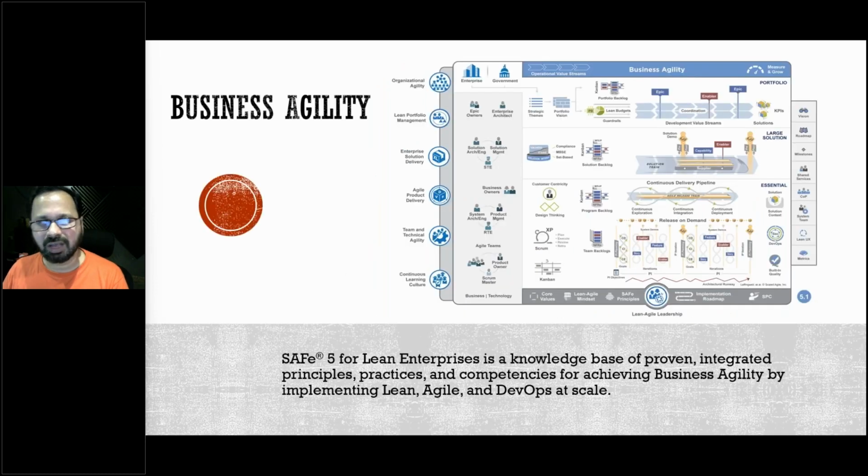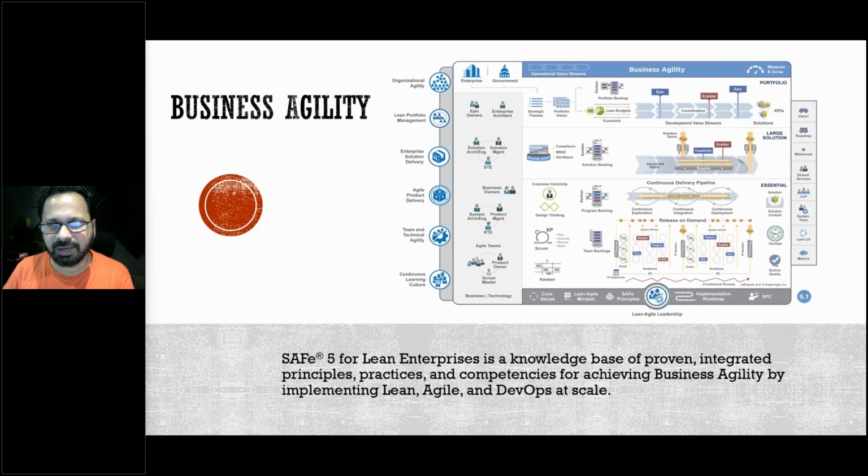And this is how we are able to understand the various configurations of SAFe, and that is why organizations are using the Scaled Agile Framework to achieve business agility. So again, revising our definition of SAFe: SAFe for Lean Enterprises is a knowledge base of proven integrated principles, practices, and competencies for achieving business agility by implementing Lean, Agile, and DevOps at scale.